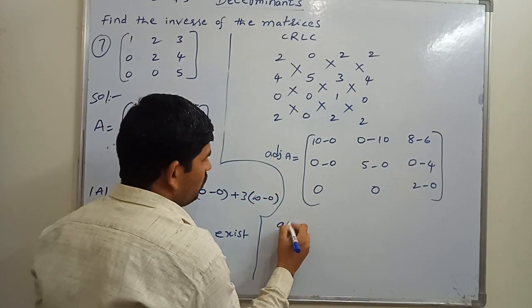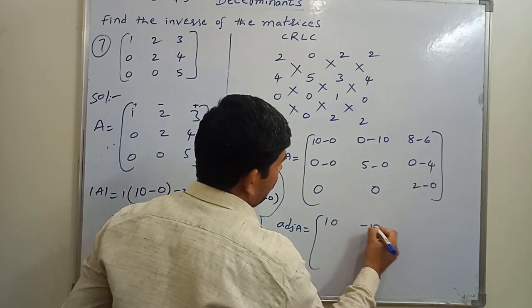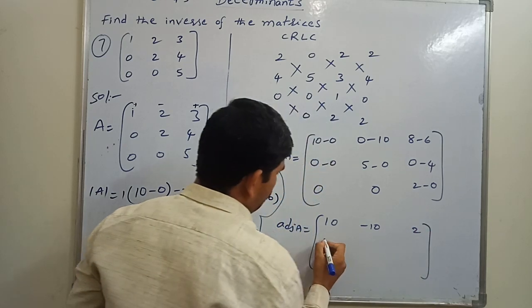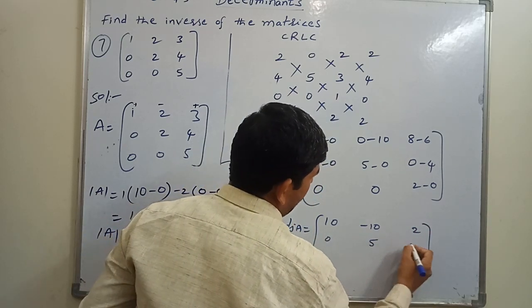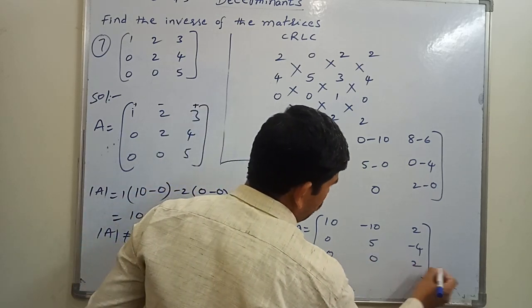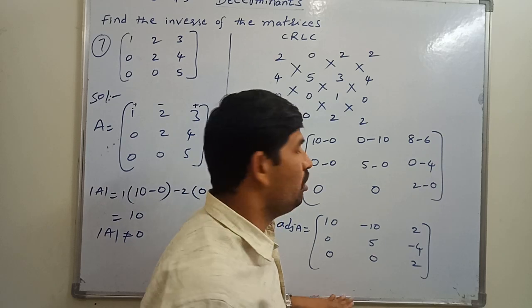Yes. Now the adjoint A, finally we got here 10, minus 10. Now 8 minus 6 is 2. Next one is 0, 5, again minus 4. Yes. 0, 0, 2. Okay, this is the adjoint A. This is a very easy way to find the adjoint A.